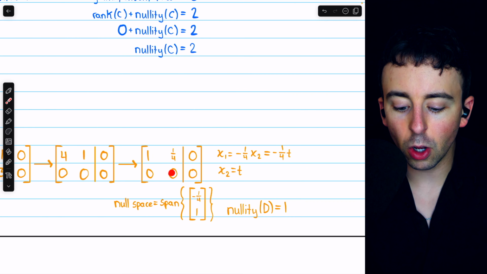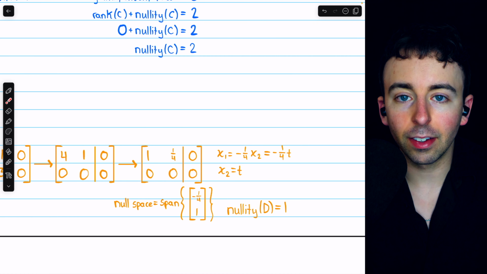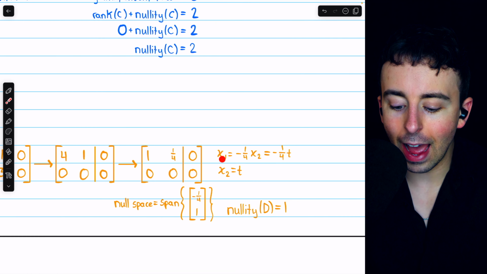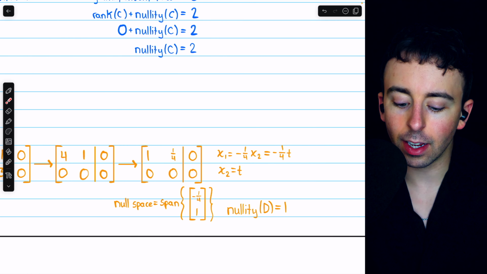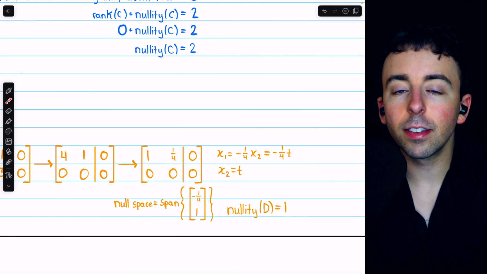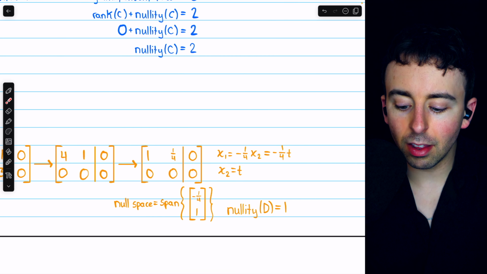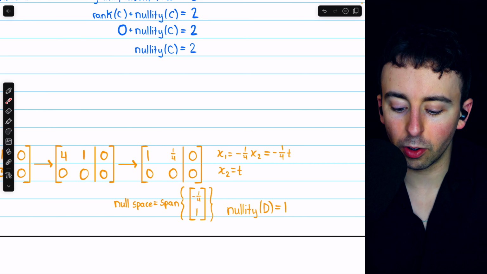Column 2 has no leading entry, so x2 is a free variable. Let's say x2 equals t. Then from row 1, we have that x1 equals negative 1/4 t. Hence, the only vector that is in the basis of the null space is the vector consisting of those coefficients of t, negative 1/4 and 1.